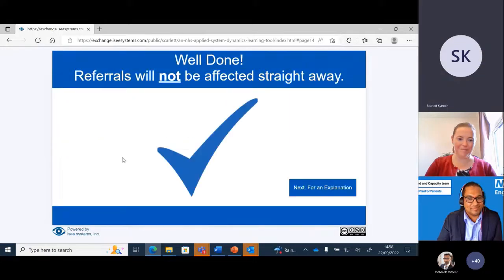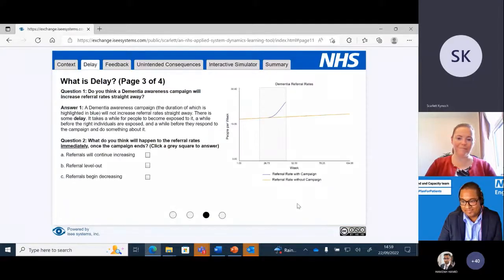Oh, there we go. Yeah, that is correct. So referrals will not be affected straight away. So then you get an explanation. The reason this is the case is, just on this graph, this is the duration of the dementia awareness campaign. You can see it starts here and this is where it ends. It will not increase referral rates straight away, and that's because there is some delay.